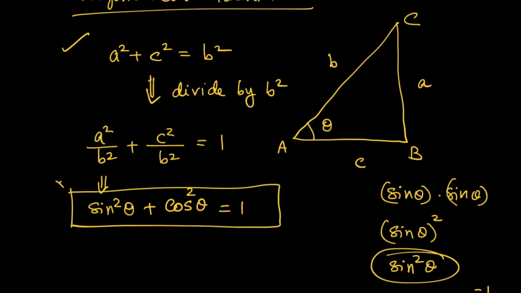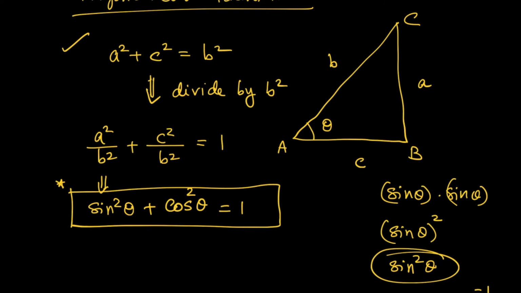So this is the most important identity from trigonometry. It's nothing but the Pythagoras theorem that is disguised in terms of trigonometric functions. I mean trigonometric ratios. And since theta can be any value, this is true for all values of theta, and this is a trigonometric identity.